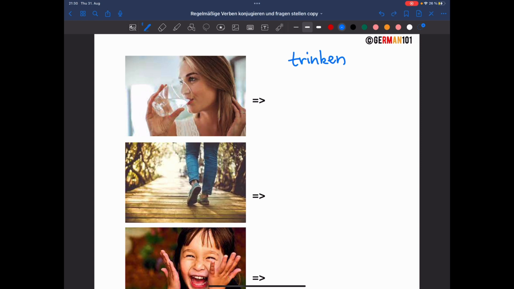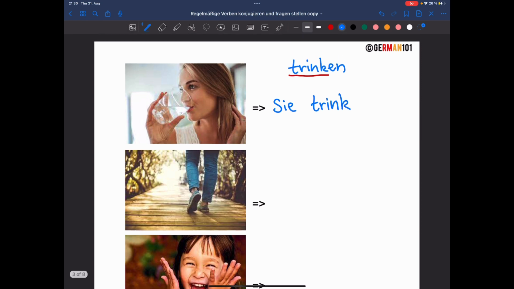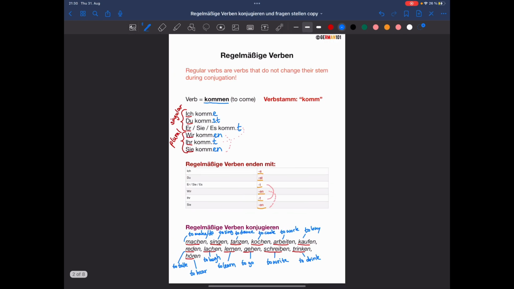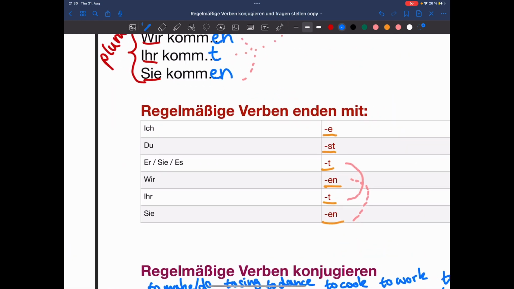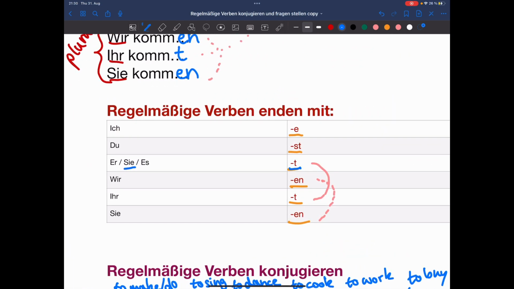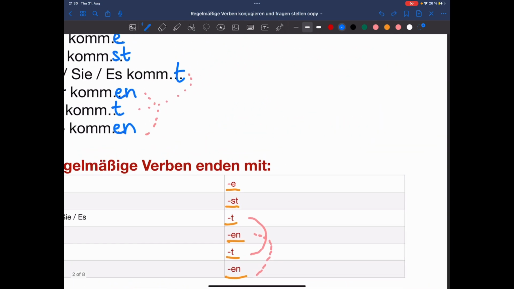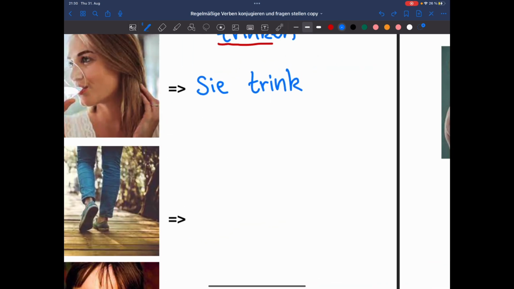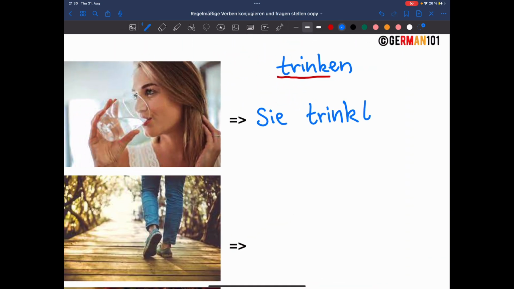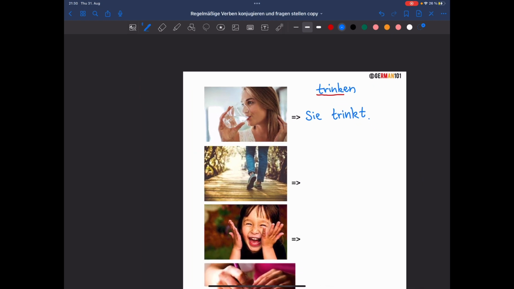So she in German is sie. And then we take the verb stem, which is trink, sie. Sorry, that was kind of bad. Sie trink. And then the ending for this would be sie trinkt. Okay, so we have to add a T here. Sie trinkt. Perfect, she drinks.